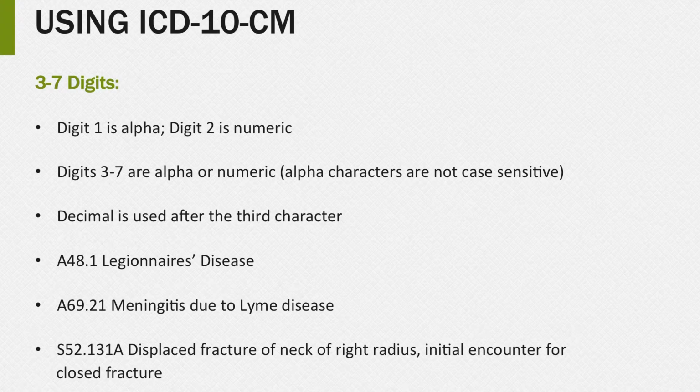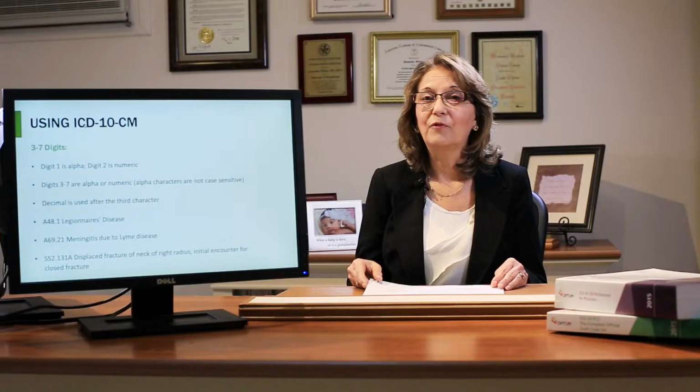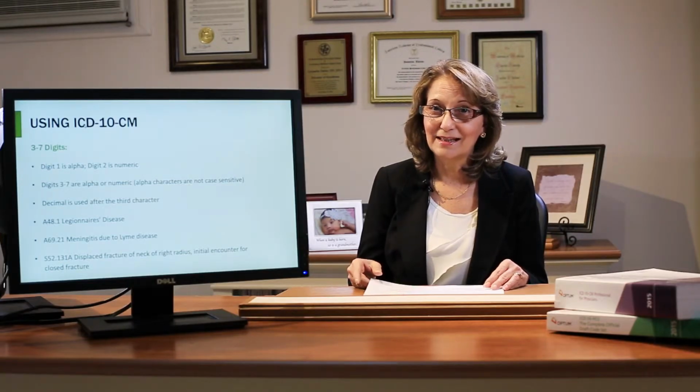Think about how this impacts data entry. Now not only do you have to enter additional characters, you will also have to keep your hands not only on the number pad, but on the entire keyboard, since ICD-10 codes are alphanumeric. The first digit or character is always alpha. The second digit or character is numeric. However, the 3rd through 7th digits or characters can be either alpha or numeric. Fortunately, these are not case sensitive.